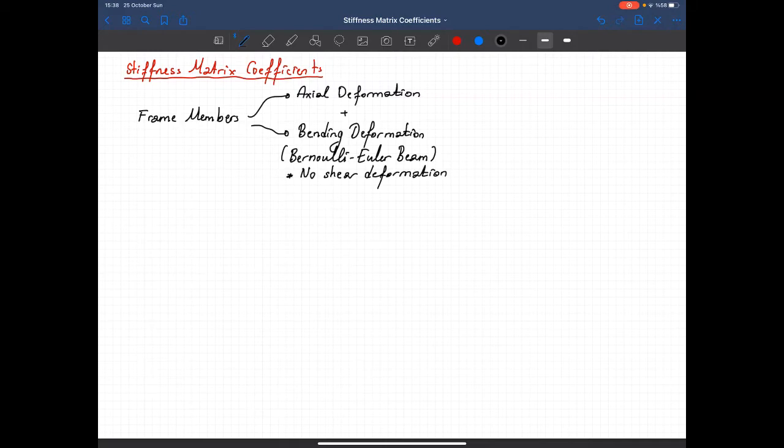And if you remember our stiffness method, what we need, if I have a member like that, is a relationship between the end forces, right? You can have the following end forces and end displacements. Now let's take a look at the axial deformation first.